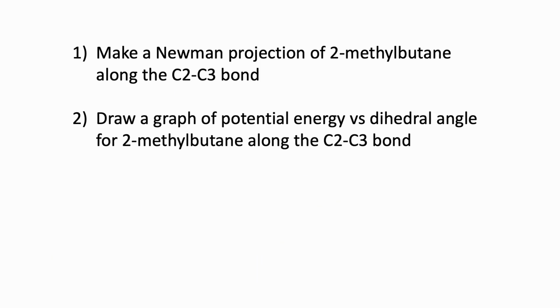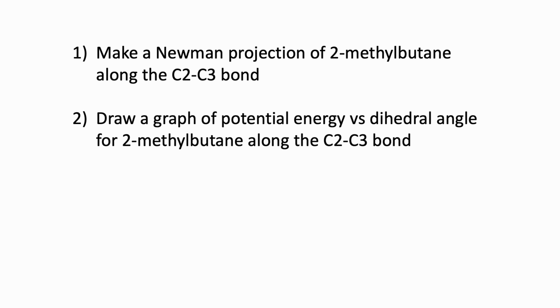So take a few minutes here to make a Newman projection of 2-methylbutane along the C2-C3 bond. So the first thing you're going to want to do here is draw 2-methylbutane, number the carbons in the longest carbon chain, find carbon 2 and carbon 3, highlight that bond, draw your eye so that you know the perspective that you're trying to draw, and create a Newman projection along that carbon 2, carbon 3 bond.